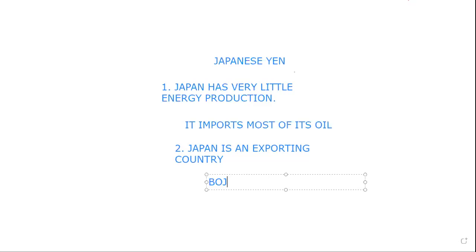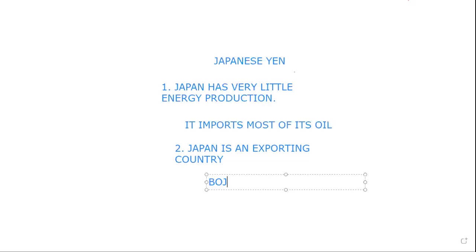And it does that by either increasing or decreasing their interest rate. Every exporting country, the major aim of their central bank is to ensure that their currency does not become too strong, okay? And so they try to adjust this by looking at whether they can decrease or increase interest rate, okay? So Japan is an exporting country, that is it.